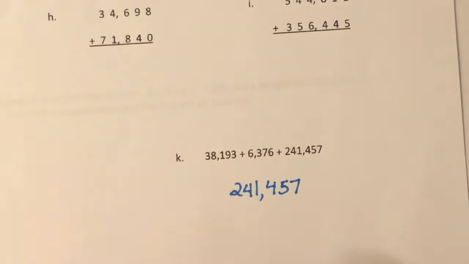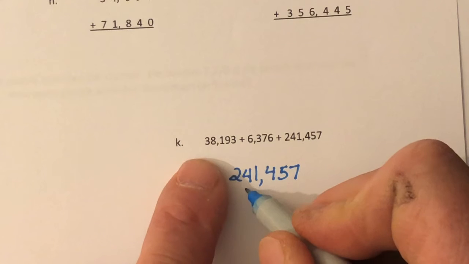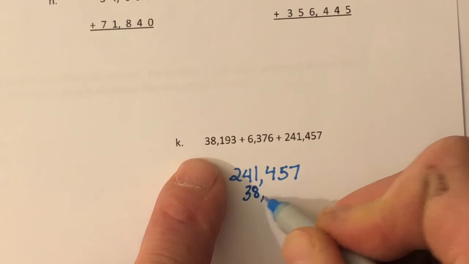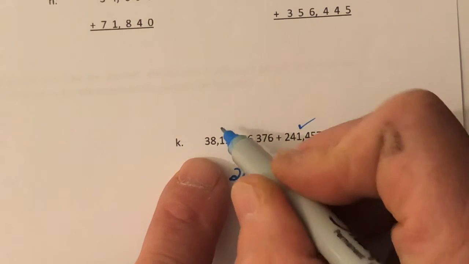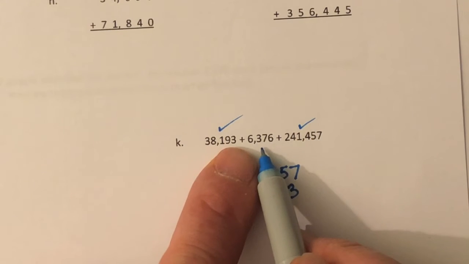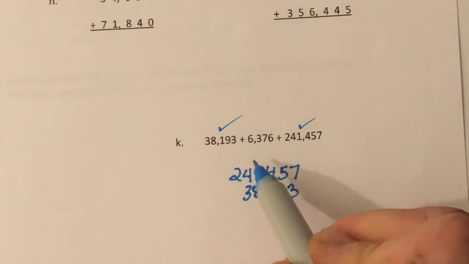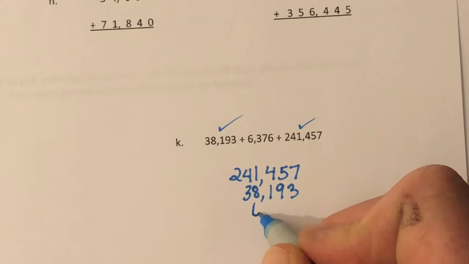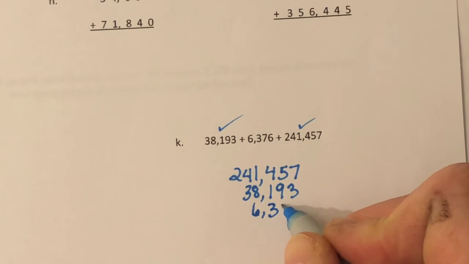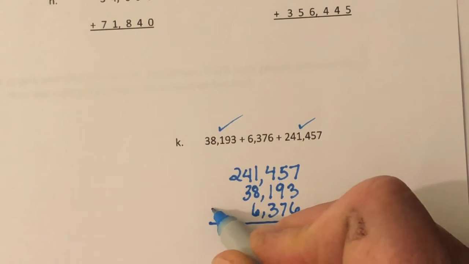38,193. Here's where it gets super important. I must line up my place values. So the 38 is going to go here, comma, 193. So I got that one taken care of. And then this one is my smallest one. Now it really doesn't matter what order you put them in. I just like doing it from the largest to the smallest. And then 6,376. So I put my 6 in the thousands place, 3 in the hundreds, 7 in the tens, and a 6 in the ones. I draw my line here in my addition.